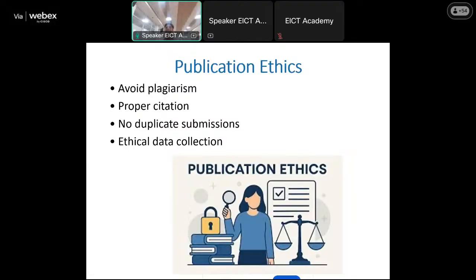Ethical data collection. So ensure that if you are working, let's say, in the biomedical field, then data collection has been done in an ethical manner, because many journals in the biomedical field will not send your paper under review until you prove that whatever data collection has been generated is ethically clear.